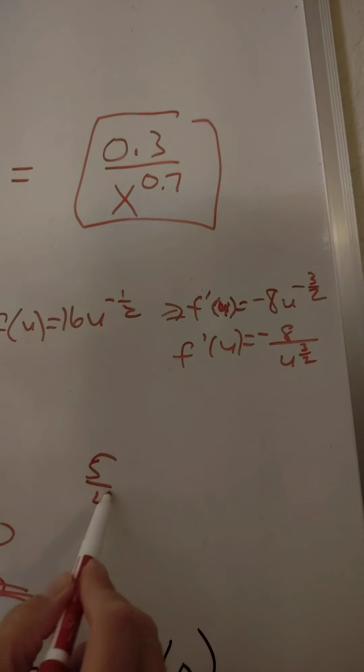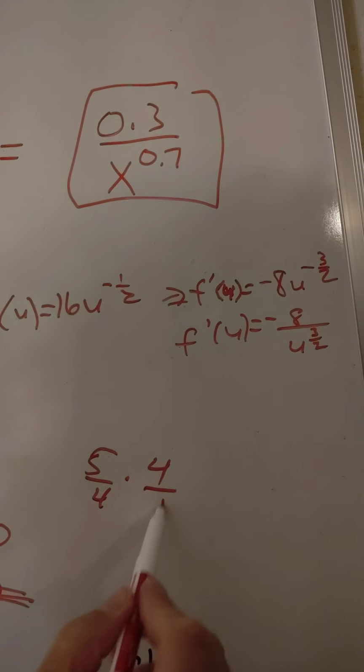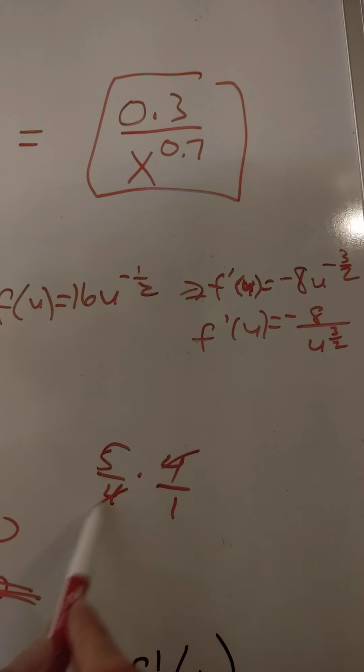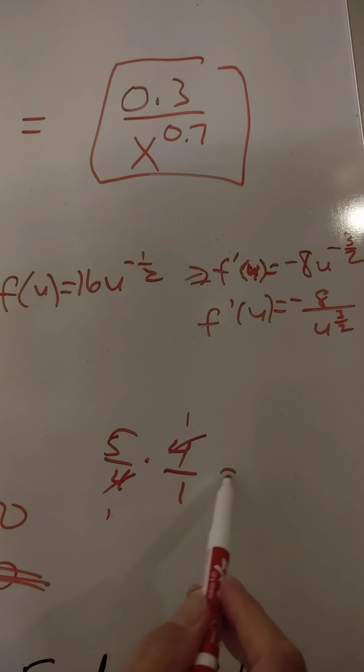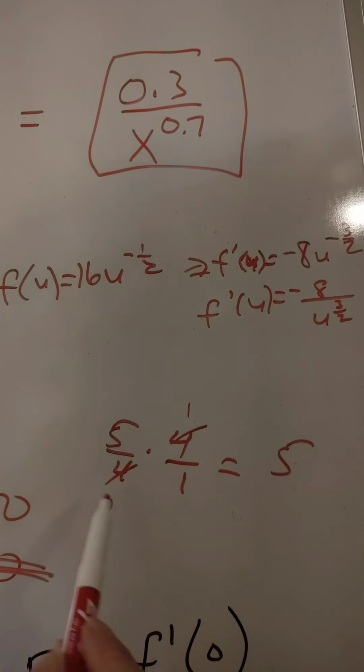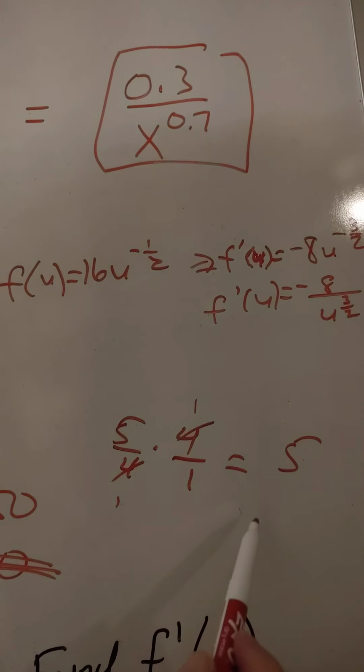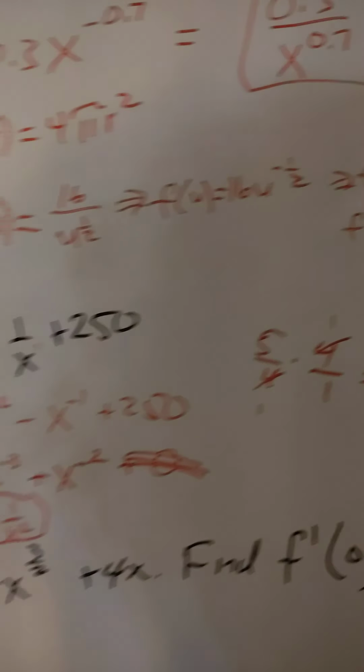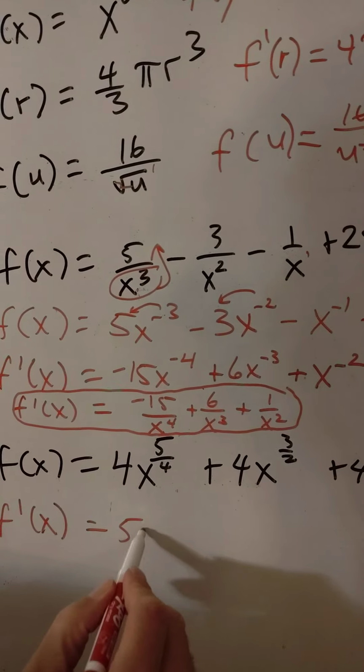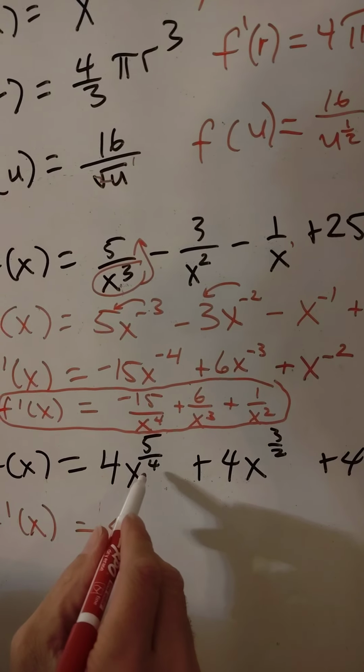What is 5/4 times 4? Think of 4 as 4 over 1. The top 4 cancels with the bottom 4. They become 1s. 5 times 1 is 5 over 1. When you divide by 1, that doesn't change anything. So 5 is the answer. So just write 5x.